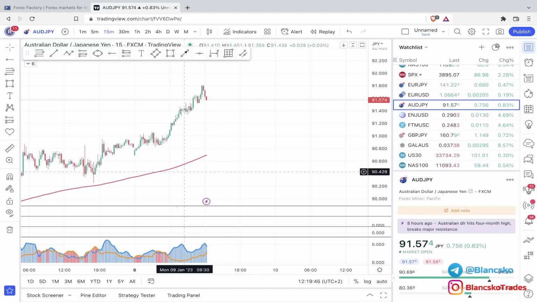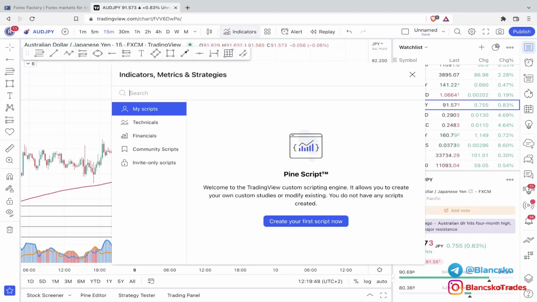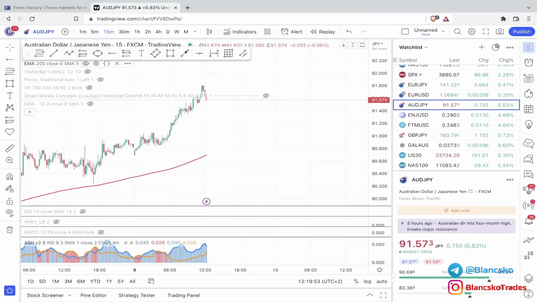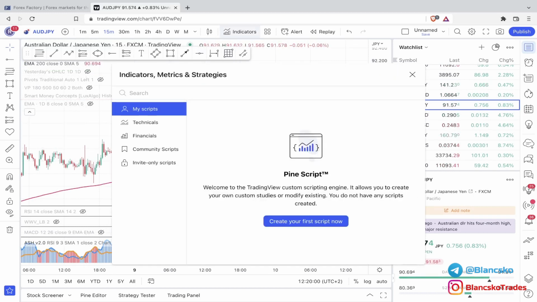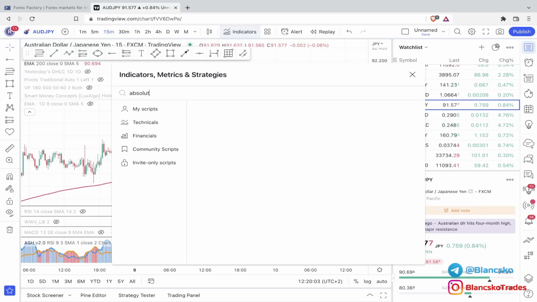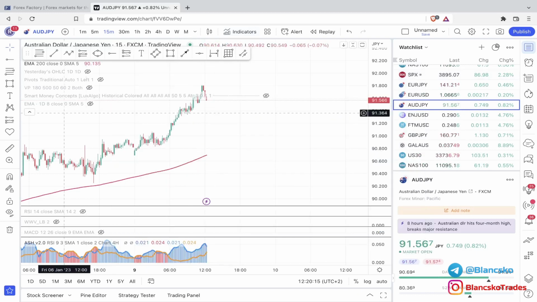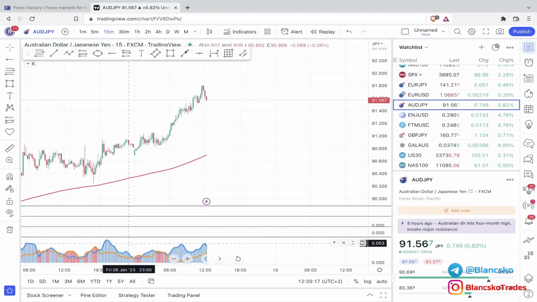Now, let's get right into it. We need the 200 EMA. We go right here, we click EMA, you click moving average exponential, and then you make sure the length is set at 200. That's all you need to do. After that, you go here and you click absolute strength histogram, and you will enable this one right here, the G-Man trading one. You click on it and it will appear right here. You do not need to adjust anything for this histogram indicator.